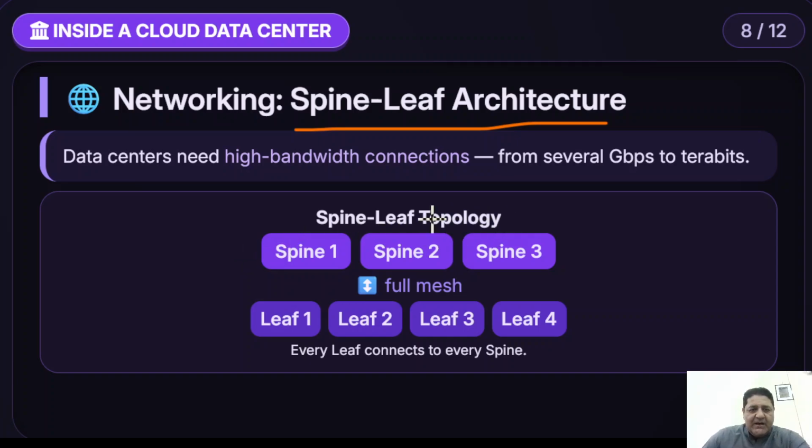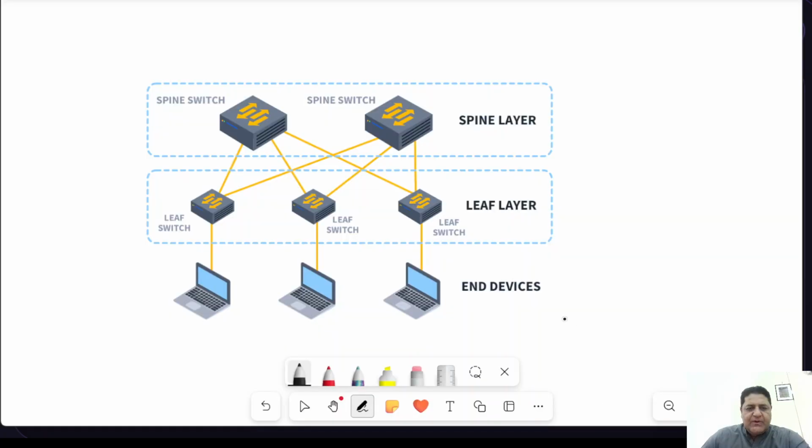So coming back, spine and leaf जो architecture है, topology है, इसमें हमारे पास कुछ switches होते हैं जिनको हम बोलते हैं कि ये spine switches हैं, और कुछ switches होते हैं जिनको हम बोलते हैं कि ये leaf switches हैं, and they are interconnected using a full mesh network. So let me show you a diagram.